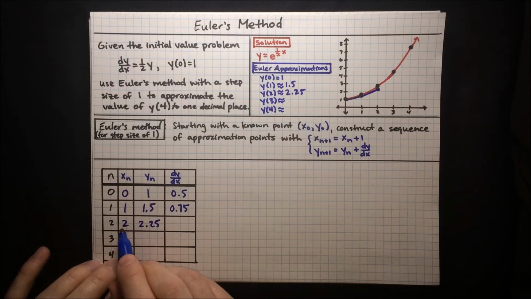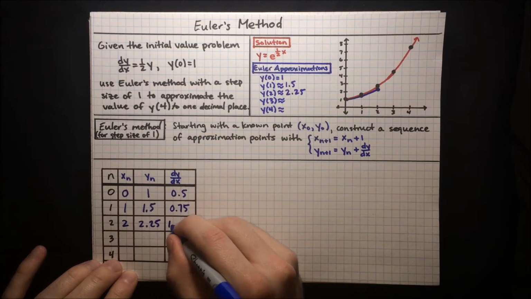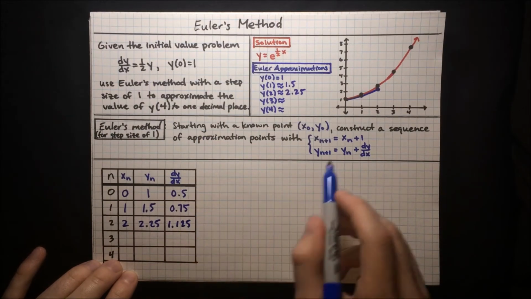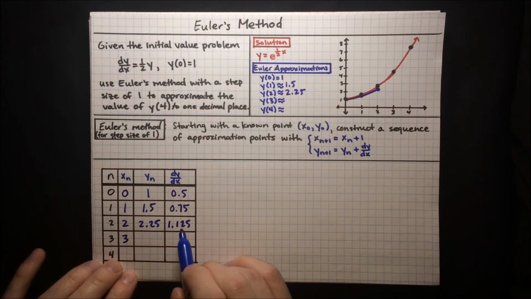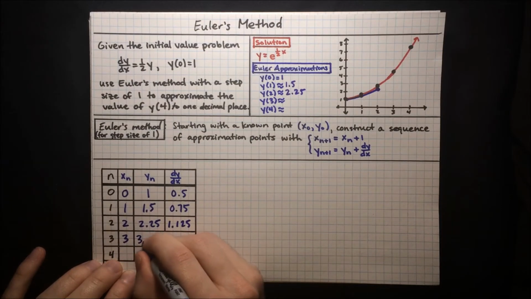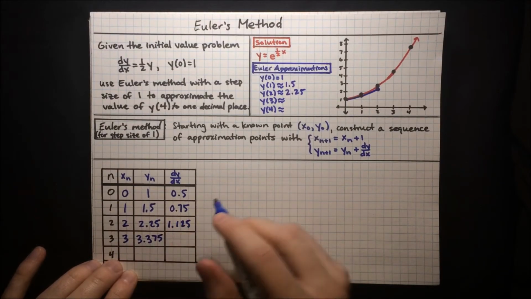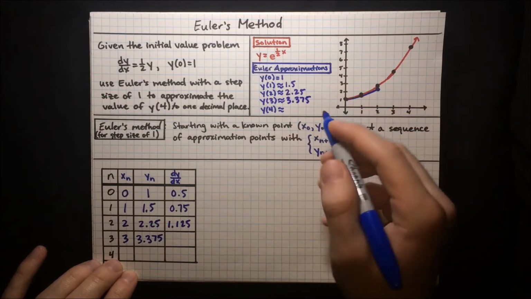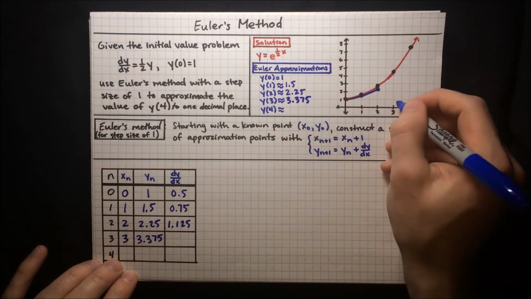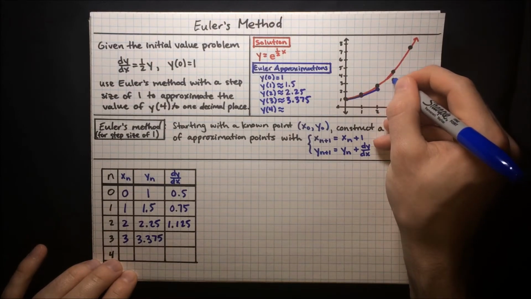So our new point is 2.25, and the derivative there is just a half y, and that's just 1.125. Update equations tell us to increase x by 1, so x goes to 3, and then increase y by the derivative, so 2.25 plus 1.125, and that comes out to 3.375. And so that's our approximation for y of 3. y of 3 is roughly 3.375. So let's plot that. That's roughly like 3.4, which is right about over here.